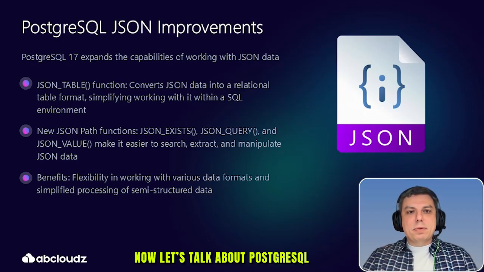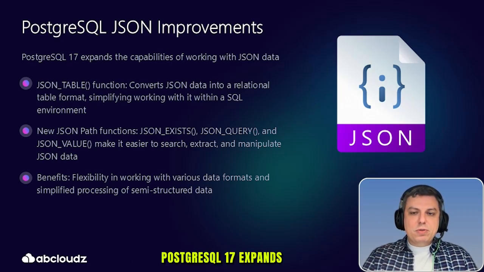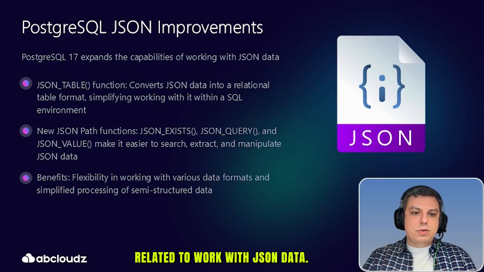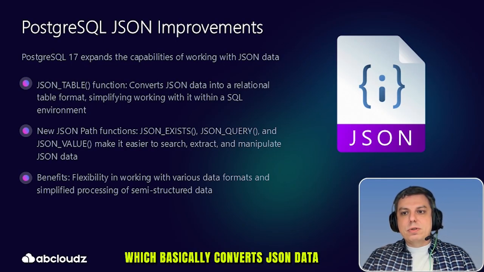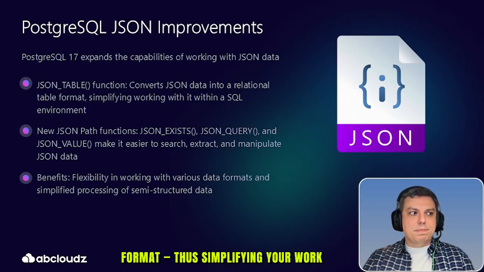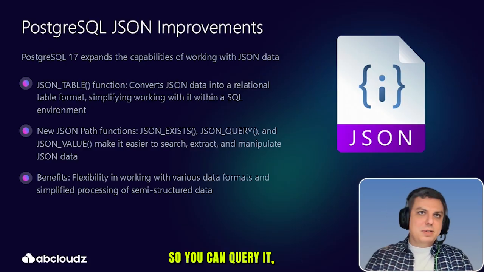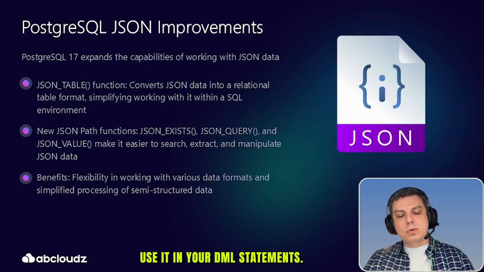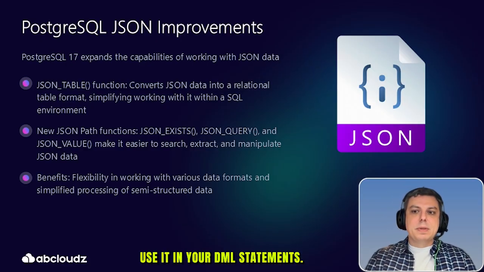Now let's talk about PostgreSQL JSON improvements. PostgreSQL 17 expands the existing features related to work with JSON data. We are going to talk about JSON_TABLE, which is a function which basically converts JSON data into a relational table format, thus simplifying your work with it within a SQL environment. So you can query it, or you can, for example, use it in your DML statements.